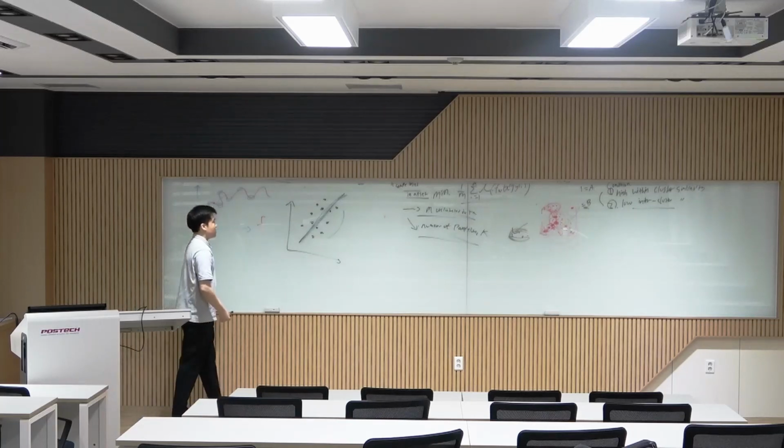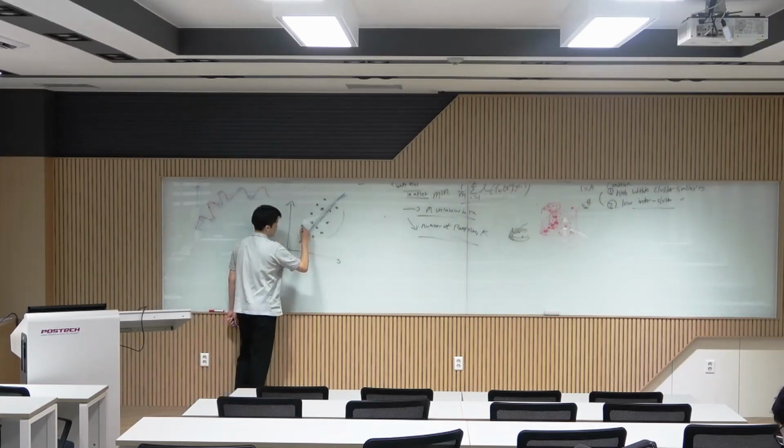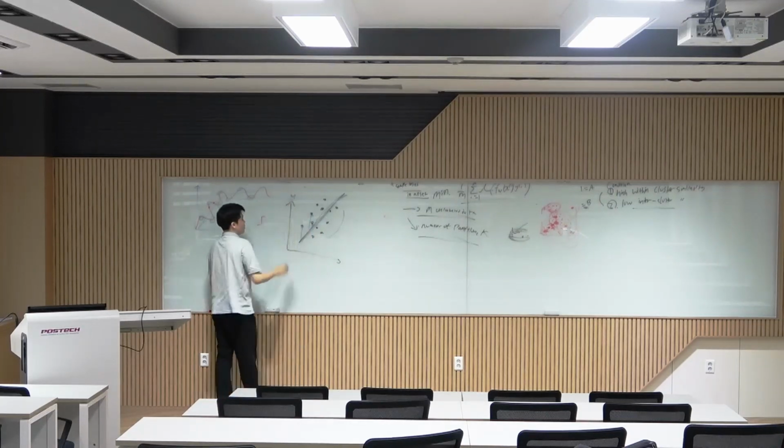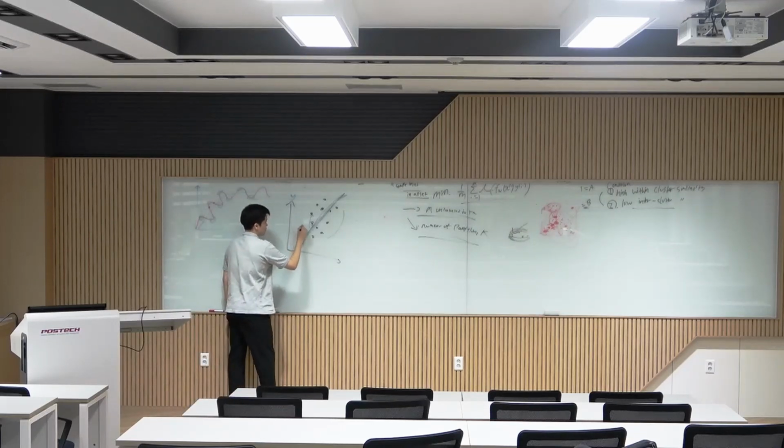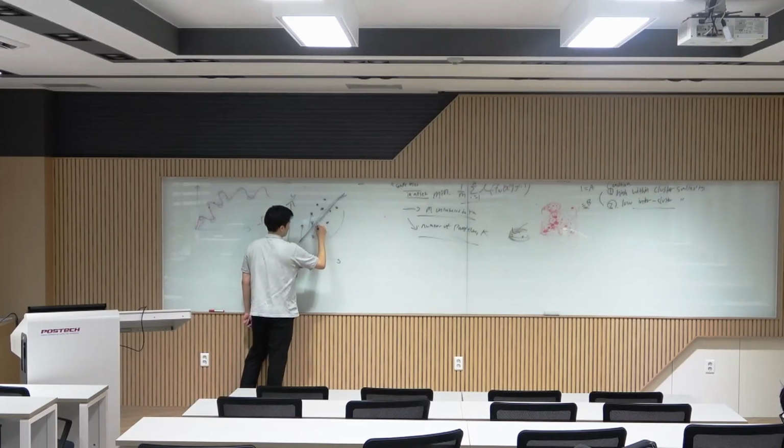In linear regression, we just minimize this distance, okay? This vertical distance. Because linear regression just wants to make each point's prediction as close as possible to the original data. So linear regression just minimizes this kind of term, okay?